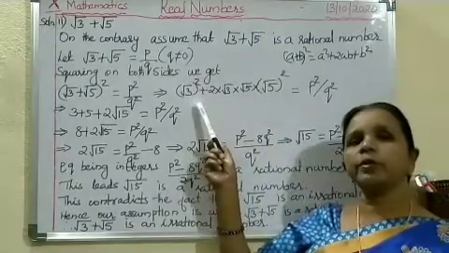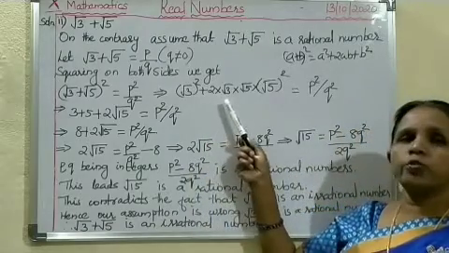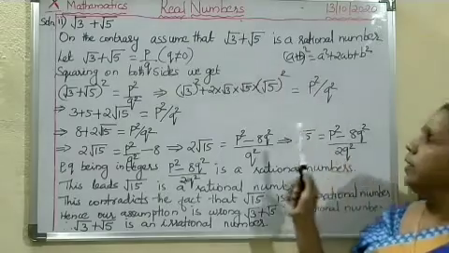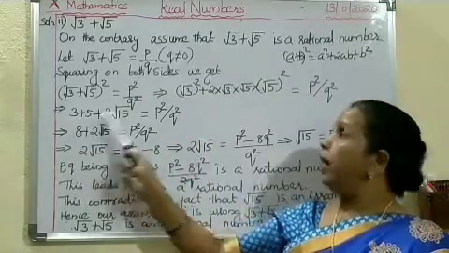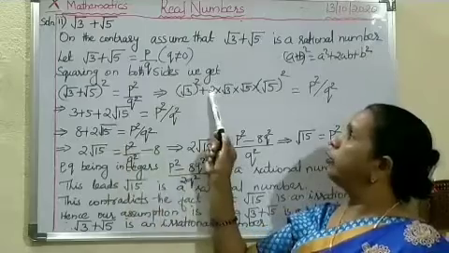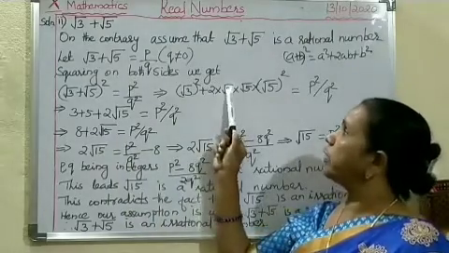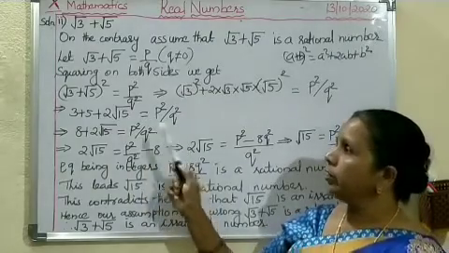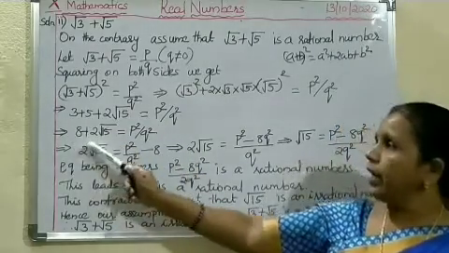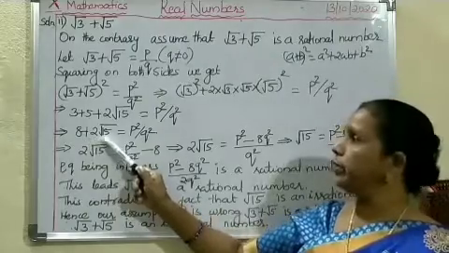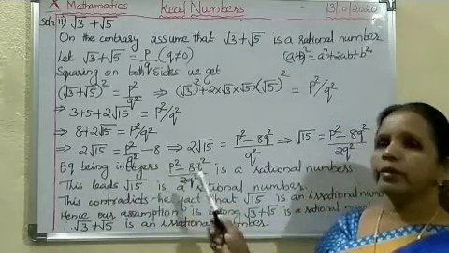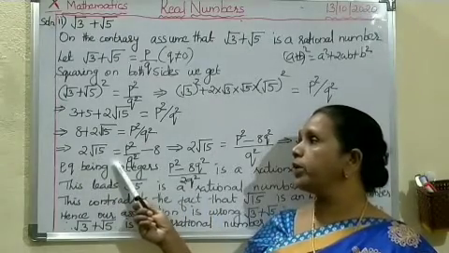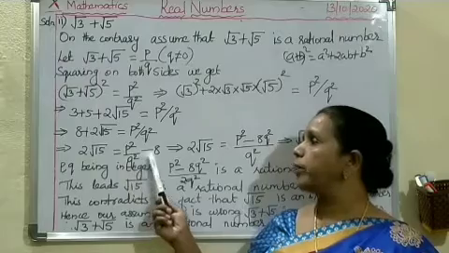Then a square means what coming? Root 3 whole square plus 2 into root 3 into root 5 plus root 5 whole square. Then it is equal to root 3 square 3 and root 5 square 5 and 2 into root 3 into root 5, 3 5s are 15, then root 15 is equal to p square by q square. Then 3 plus 5, what are we getting? 8. 8 plus 2 root 15 is equal to p square by q square. Then 8 we are taking to the right side. Then what are we getting? 2 root 15 is equal to p square by q square minus 8.